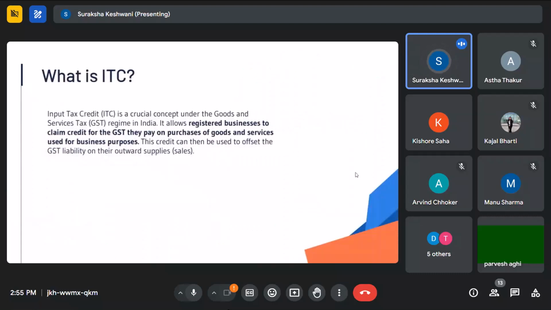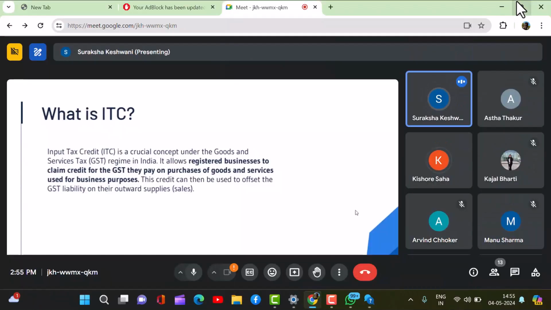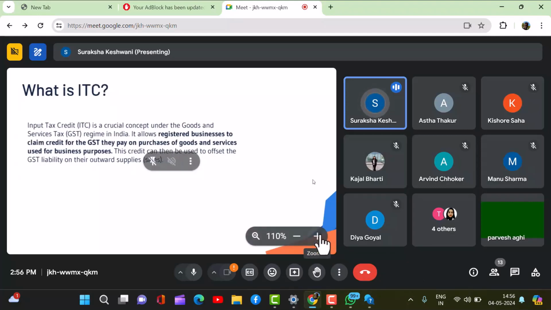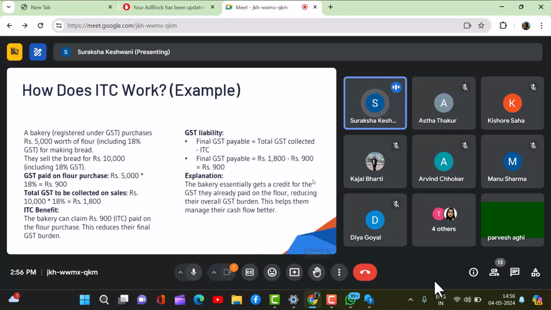Let's begin. Input tax credit is a regime under GST which allows registered businesses to claim credit for the GST they pay on purchases of goods and services used for business purposes. This is the definition, and this input tax credit can be used to offset their GST liability on their output supplies. We heard some of the keywords here. Let's understand it with an example.